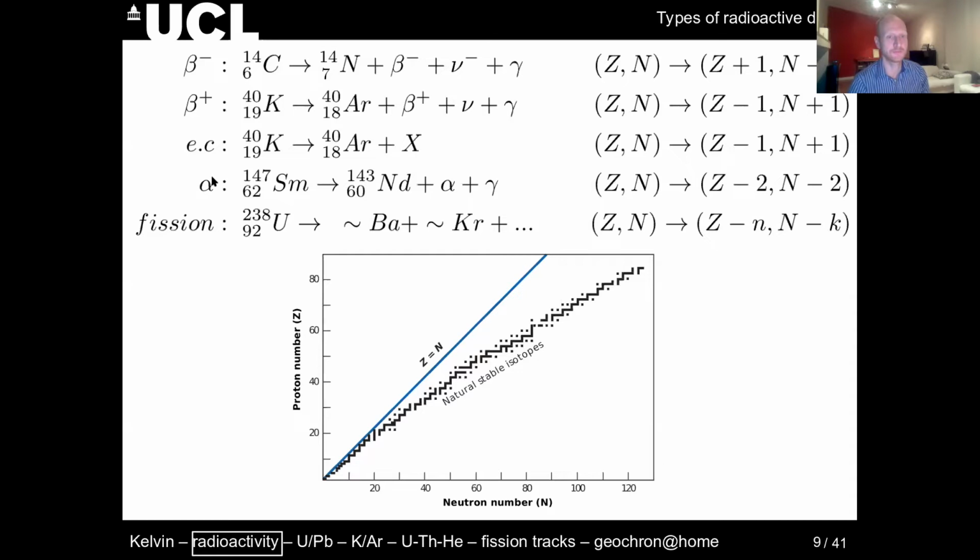Alpha emission is a mechanism that affects heavier atoms, such as, for example, samarium-147, which has 62 protons, so it's much bigger than potassium or carbon, and changes to the lighter neodymium-143 by emitting 2 protons and 2 neutrons, which together form the nucleus of a helium atom. So these are called alpha particles. If alpha particles acquire electrons, they turn into helium atoms.